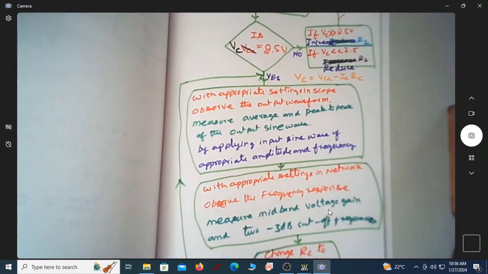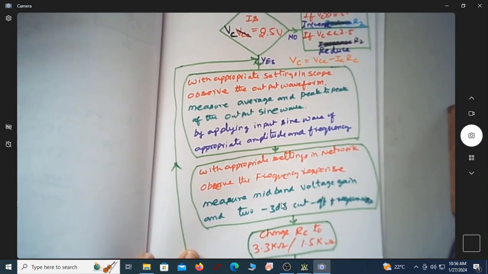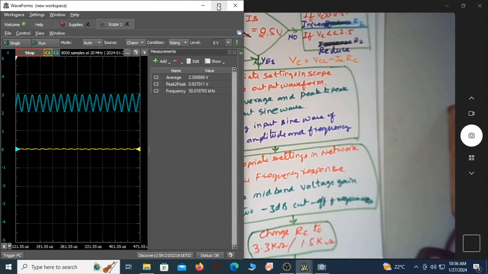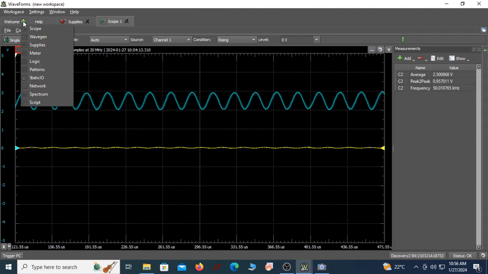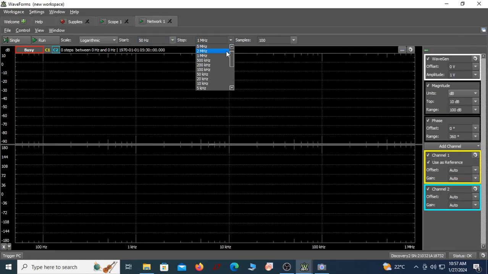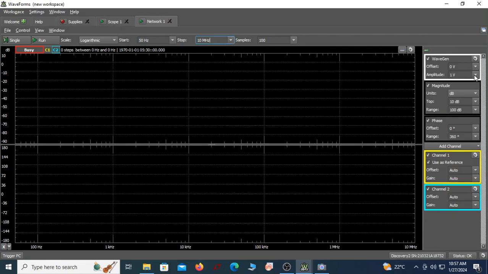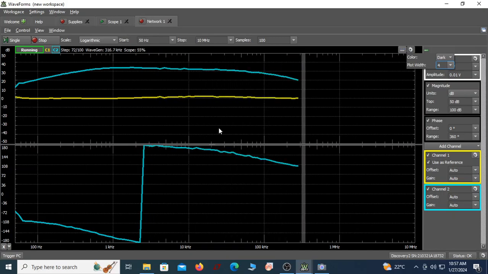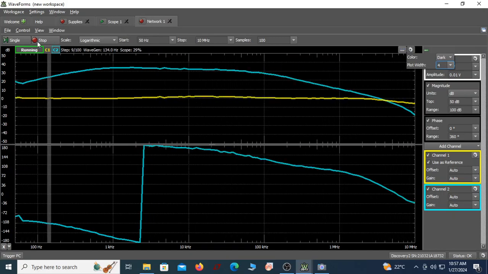Next I have to do the frequency response. To do the frequency response, we have the option in the AD kit, Analog Discovery kit. I have to go for this network, and let me set the starting frequency as 50 hertz, going up to 10 megahertz, let the amplitude be 10 millivolt, and let this be 50. Now let me run. Maybe to have a proper thicker waveform, you can make this 4. You can see this is my frequency response. I'll stop this now.